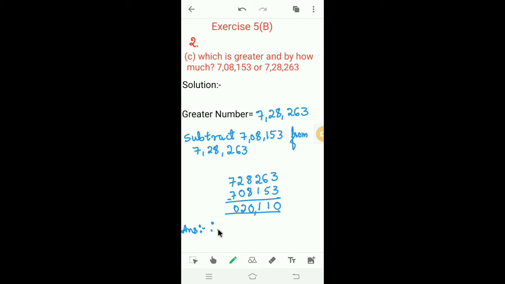Therefore, 7,28,263 is greater than 7,08,153 by 20,110.